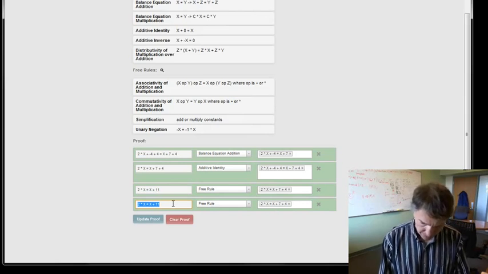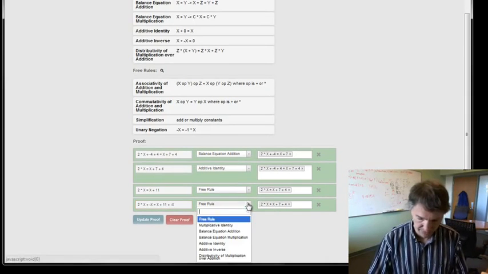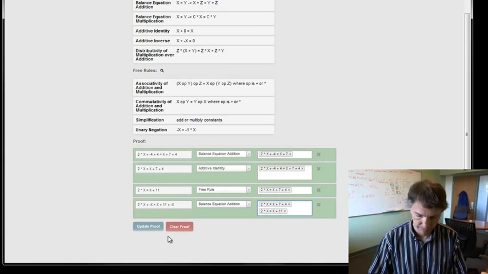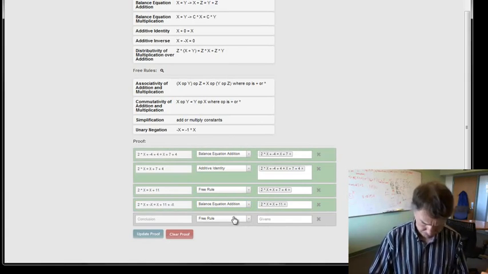It looks like we need to bring x over to the left-hand side. So we're going to add a negative x to both sides. So I have 2 times x plus negative x is equal to x plus 11 plus negative x. Okay, and that's again the balance equation using addition rule, and that follows from our previous step. Okay, and we can get rid of that one. All right, and when we update that, that works just fine.